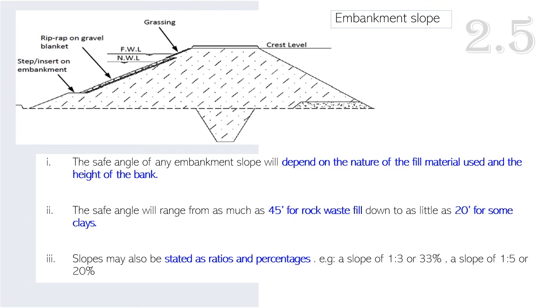The safe angle of embankment slope will depend on the nature of the fill material used and the height of the bank. The safe angle will range from as much as 45 degrees for rock waste fill down to as little as 20 degrees for some clays. Slope may also be stated in ratios and percentages, for example, a slope of 1 to 3 or 33%, or a slope of 1 to 5 or 20%.